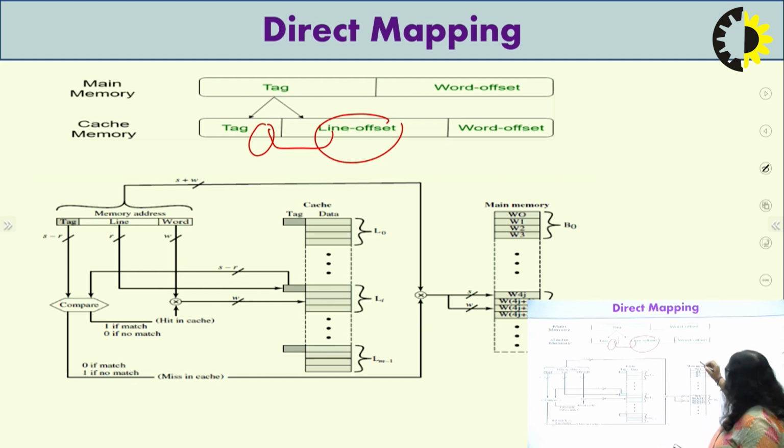So this is the main memory. Main memory is divided into a number of words. The words are represented as W0, W1, W2, W3, and B0 to Bj represent the block numbers.